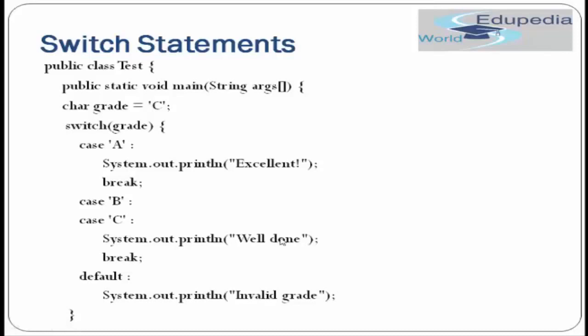Okay. And over here you can see I've written a case B and I haven't included any statement inside it. So this is also perfectly fine. If you don't want to print anything, you can just leave that case as it is. And after that, I have also included a default case. So if it's not any of A, B, and C, then it automatically goes to the default case, invalid grade.